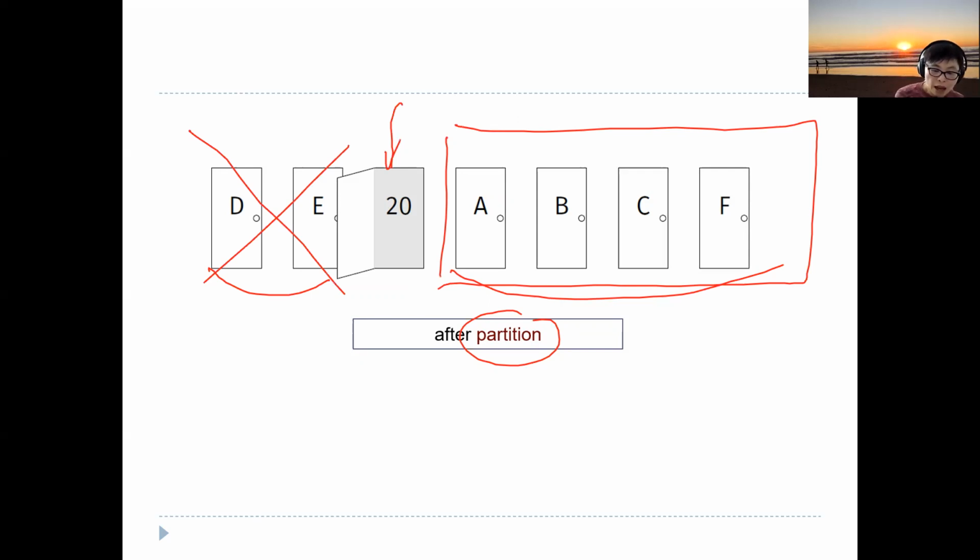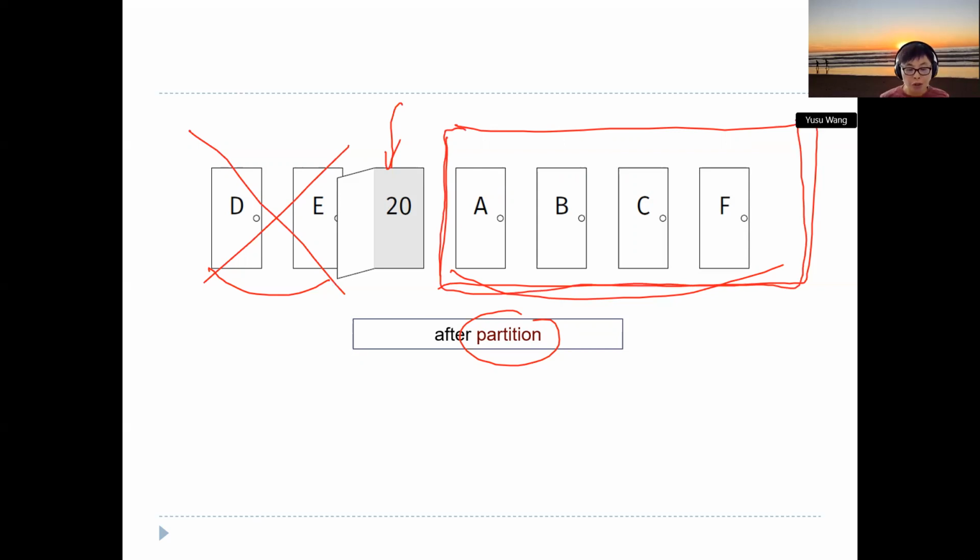So after the partition, to move forward, I could eliminate part of the array. You see, I don't need to compare relative order between D and E anymore, because I know they're not going to contain the number I'm looking for. So now I'm going to recurse on only the right part.